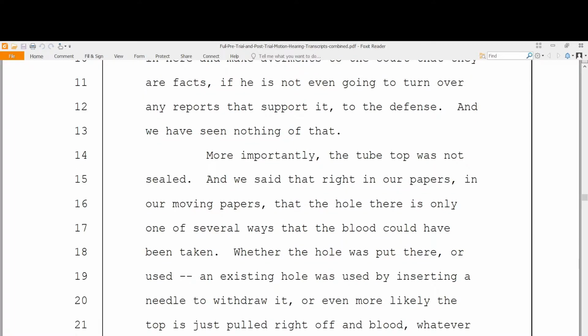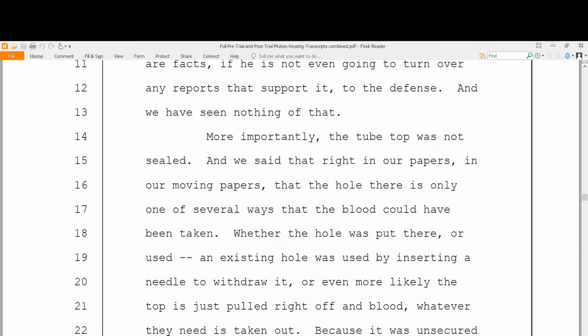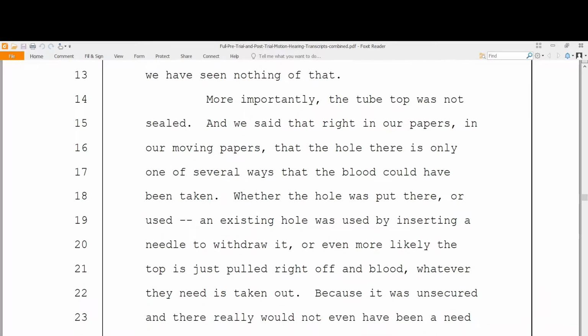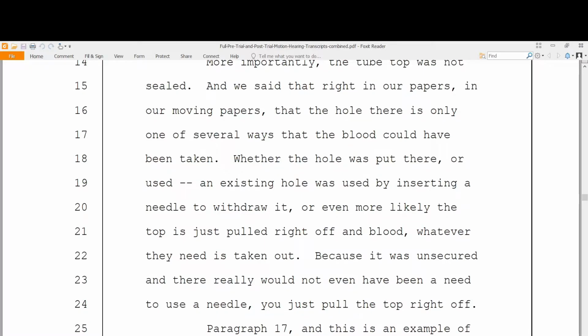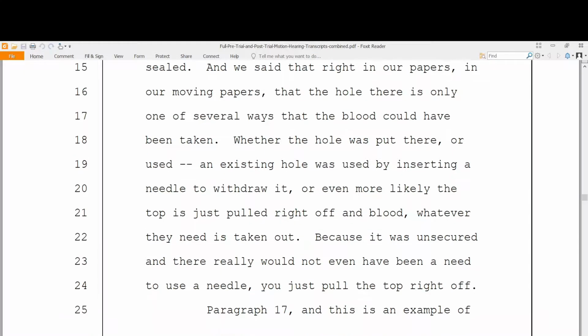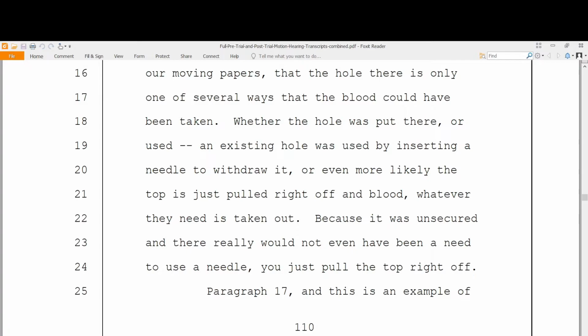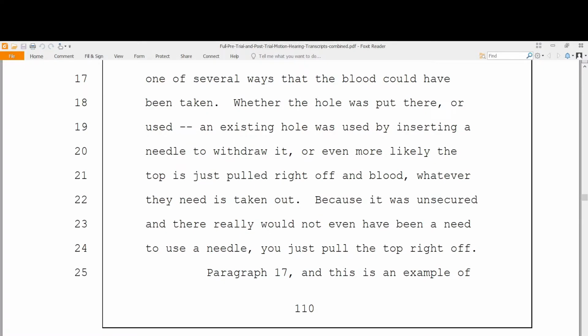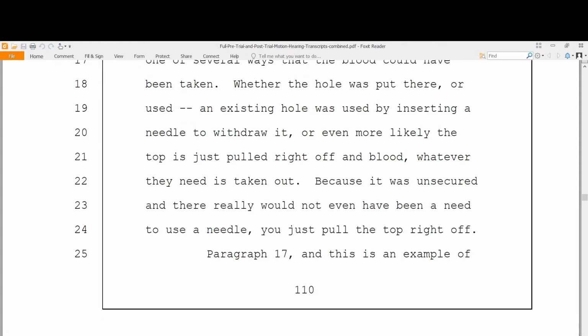More importantly, the tube top was not sealed. And we said that right in our moving papers, that the hole there is only one of several ways the blood could have been taken. Whether the hole was put there, or an existing hole was used by inserting a needle to withdraw it, or even more likely that the top was just pulled right off and whatever blood they needed was taken out. Because it was unsecured, there really would not even have been a need to use a needle. You just pull the top right off.